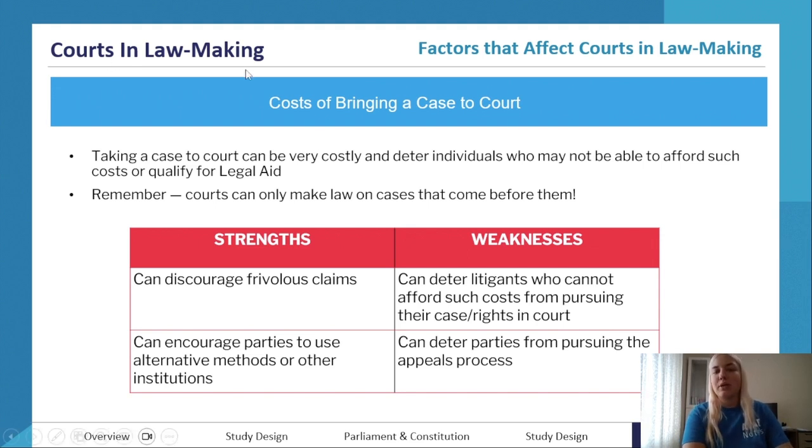However, there are still some strengths when it comes to the cost of bringing a case to court. One is that this can discourage frivolous claims. Now, if going to the courts was free or very, very cheap, imagine all the ridiculous things that people would go to court for and initiate cases for. We have backlogs of cases as it stands. Very, very bad backlogs. So there is a reason that going to court is so expensive. And it's to help aid that and make sure that only people that really do need to go to court are going to court. So this helps to discourage any ridiculous claims.